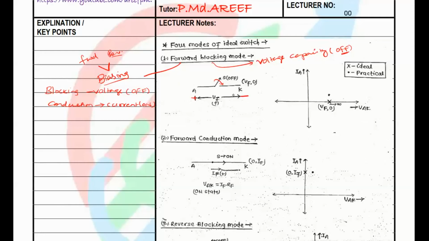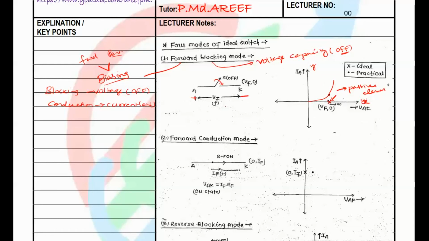Anode and cathode. If you draw the characteristics in the XY plane, you can observe the ideal point is somewhere here, and practically somewhere here. Ideal is 0 on the x axis, and here we have the y axis. Ideally speaking, the voltage drop VF should be equal to 0. If you draw the characteristics, it will be like this. That means all the switches are passive elements here.